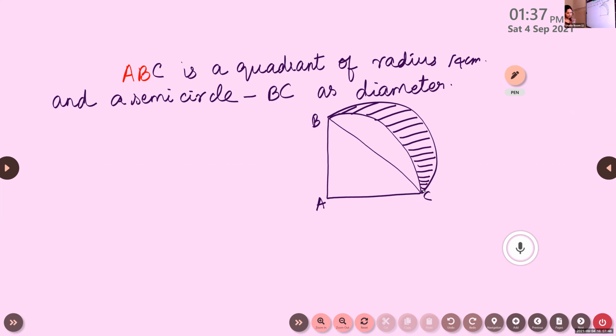Okay, read the question again. ABC is a quadrant of the circle of radius 14 centimeter. With BC as diameter, a semicircle is drawn. Find the area of the shaded region.